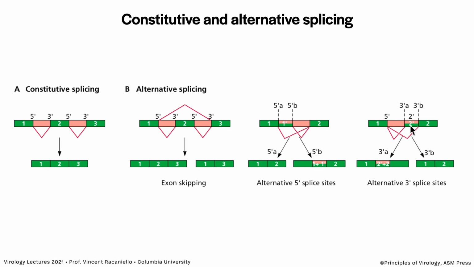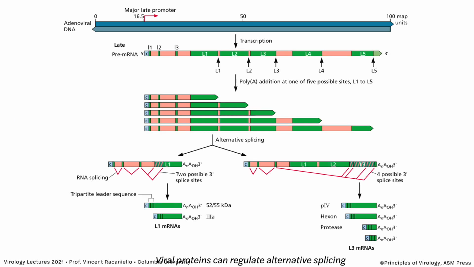So basically, from a single pre-mRNA, you can make a bunch of different mRNAs that could encode for different proteins. It's a way of expanding the coding capacity of a genome. And I show you that for adenovirus because it's really remarkable what you can do.